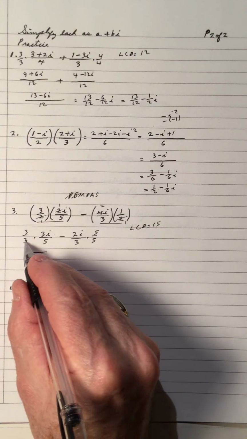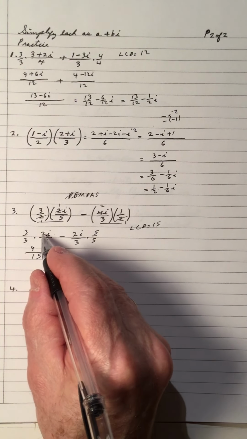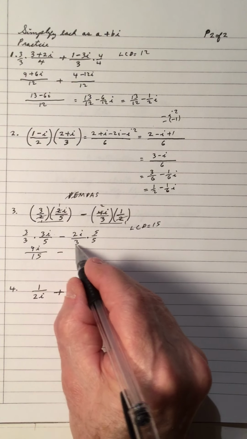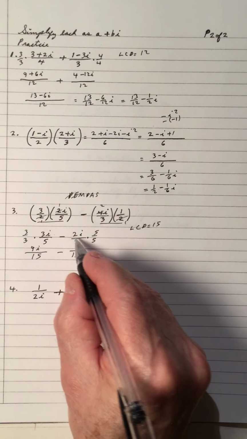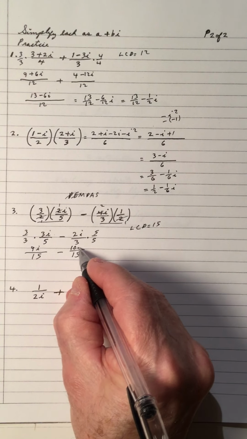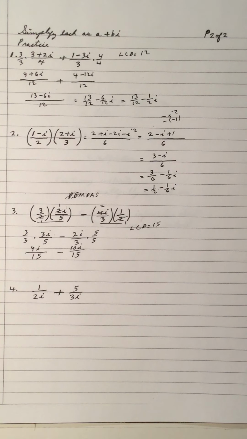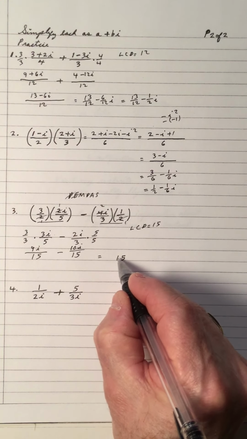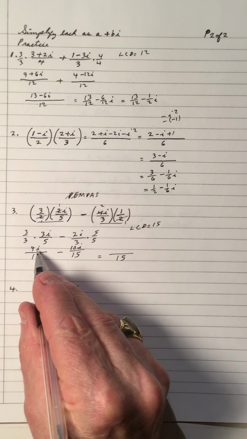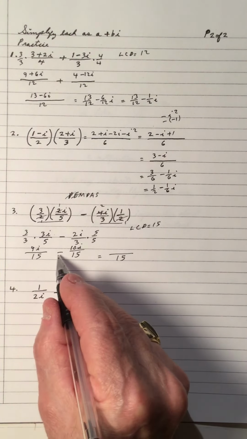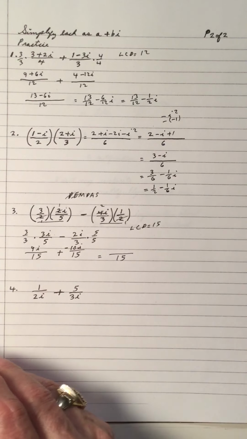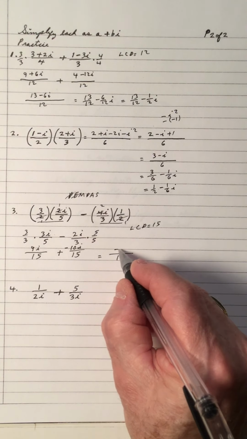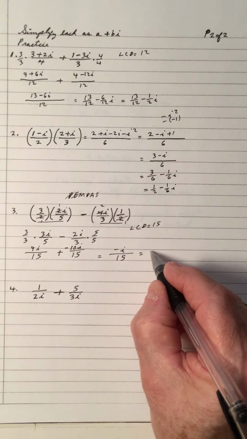15. And 3 times 3i is 9i. 3 times 5 is 15. 2i times 5 is 10i. And because they have the same denominators, I'm going to keep the denominator and add. And 9i subtract 10i. Well, I'm subtracting, so if I want, I can add on the opposite here. And that gives me negative i.